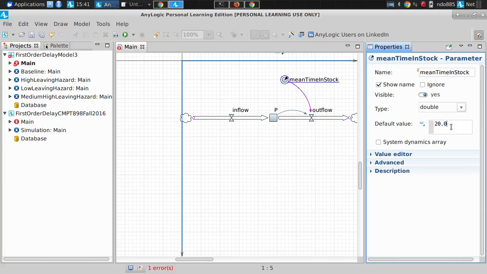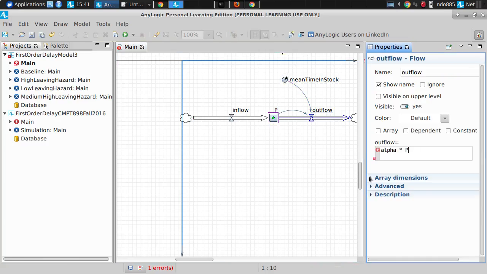Alternatively, we can specify it as mean time in stock, in which case the formula here needs to be what? Instead of being alpha times P, it will be P divided by mean time in stock. Okay? Mean time in stock, thank you. And build it and make sure it's a happy camper. Okay? So, ladies and gentlemen, you can phrase these delays in 2 different ways.